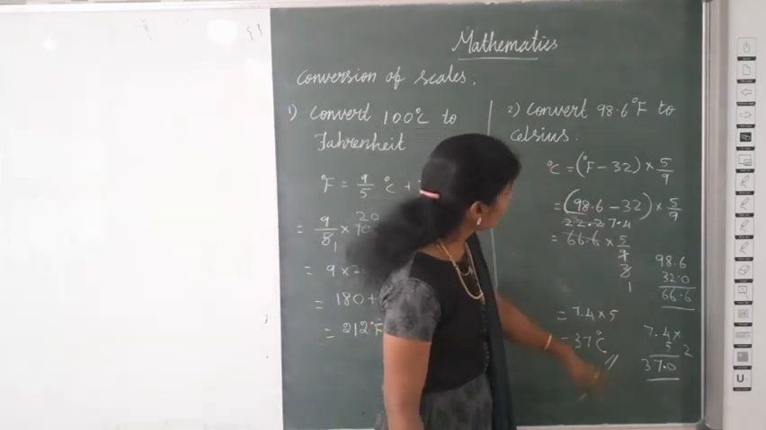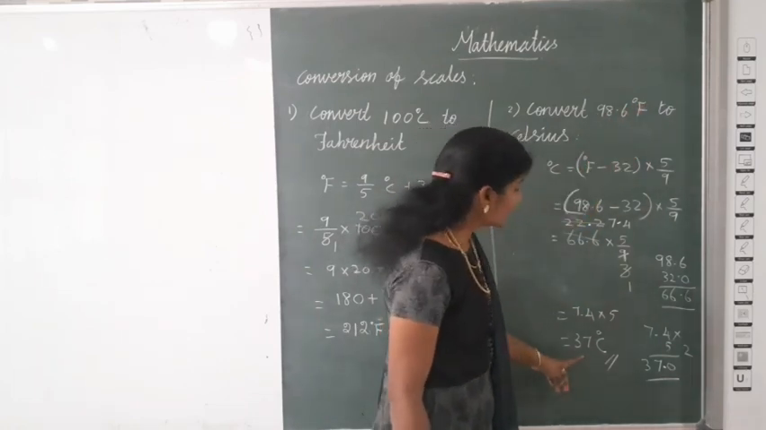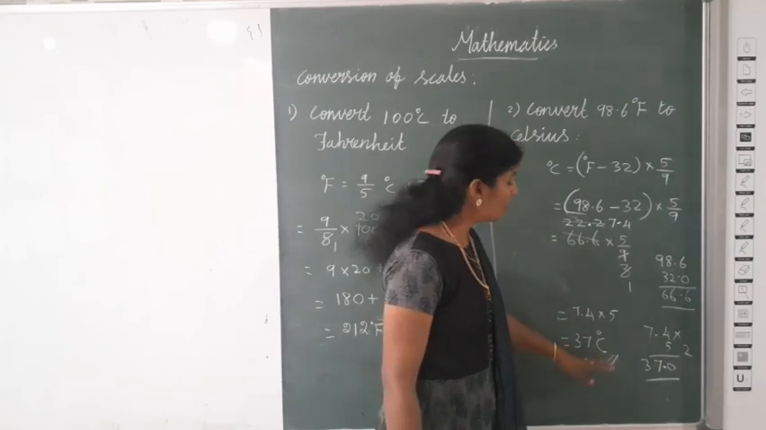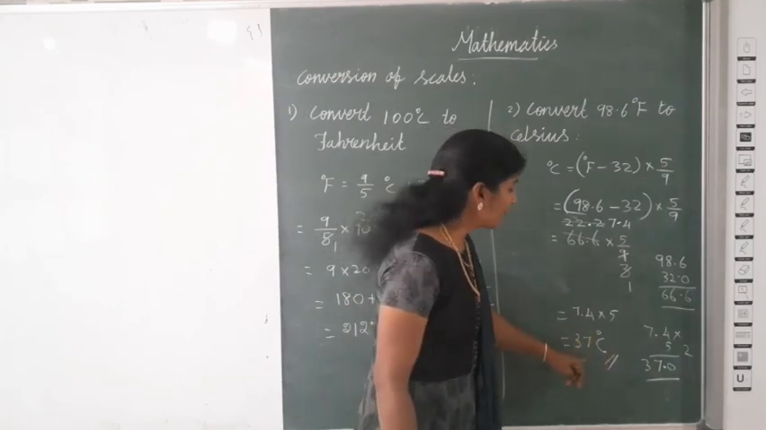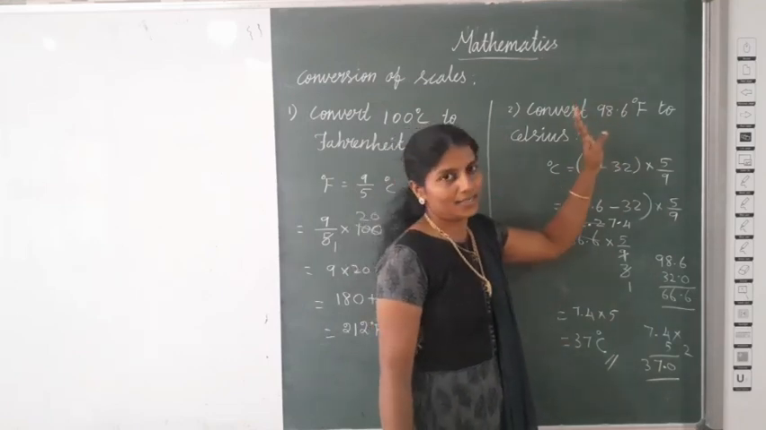Now we are converting to Celsius. This is Fahrenheit. 98.6 degree Fahrenheit means 37 degree Celsius. This is the human body temperature. Normal human body temperature is 37 degree Celsius, 98.6 degree Fahrenheit.